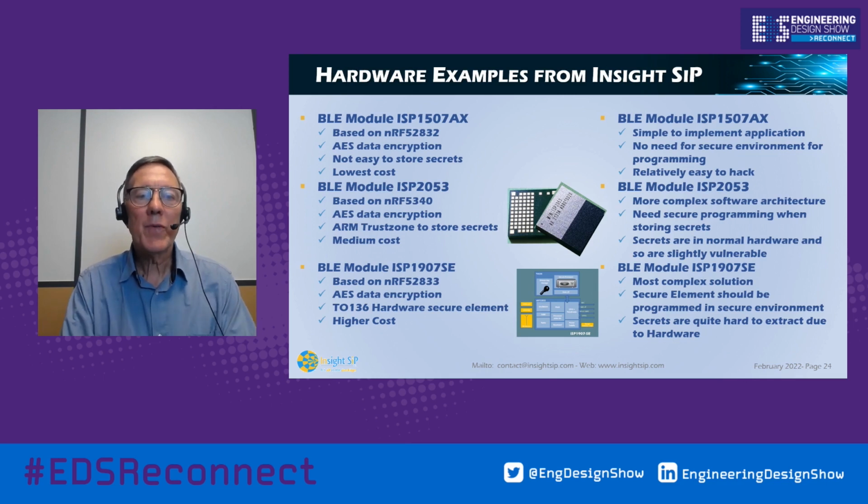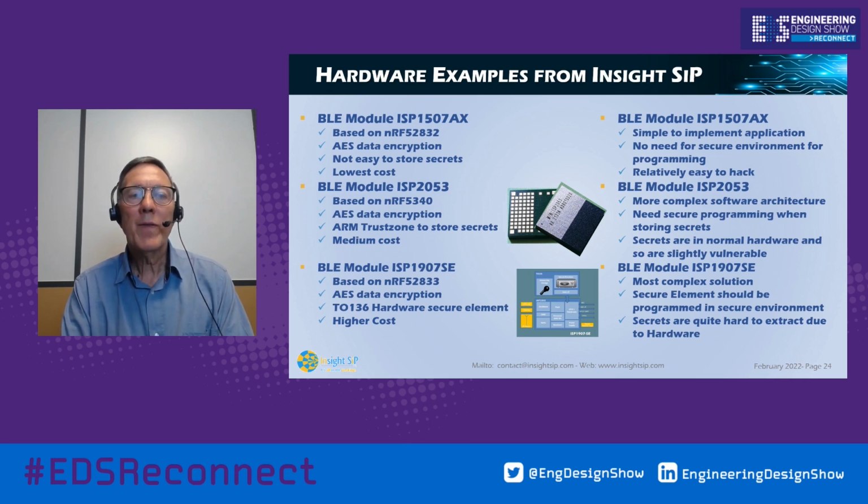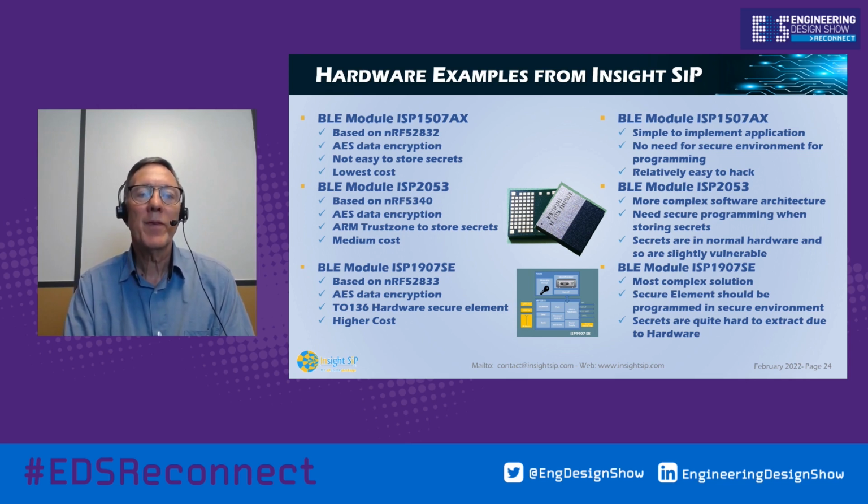I'm going to give you some examples of different levels of security that you may encounter with devices from our catalog. These are all Bluetooth low energy modules. They're all the same size physically. They all include the radio, a microprocessor, and the antenna, so they're totally autonomous. And the different modules are based on different processors. In this case, they're all from Nordic Semi. And the first device, which was started for us in 2015, is based on an nRF52832.